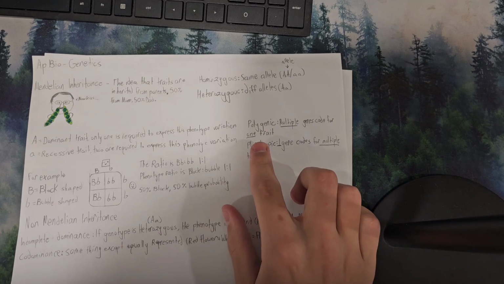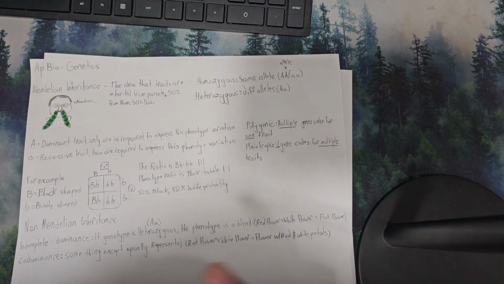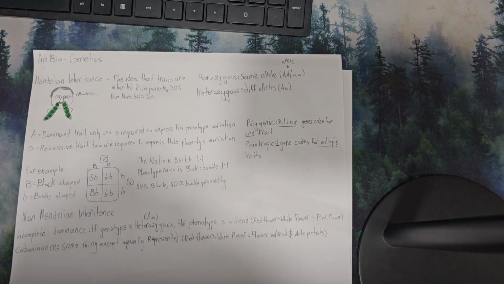For example, polygenic alleles are when multiple genes code for one trait. So let's think, for example, height. There are so many contributing factors that cause someone to be taller, right? Even if it's a small thing, like if you have an X or a Y chromosome, right? As you can see that usually, most often, people with Y chromosomes are taller than people with just two X's.